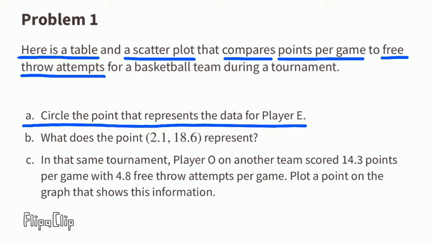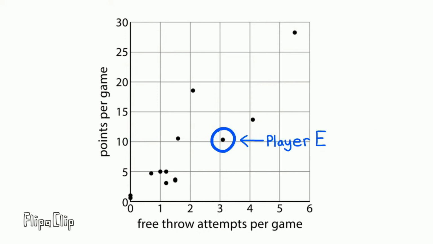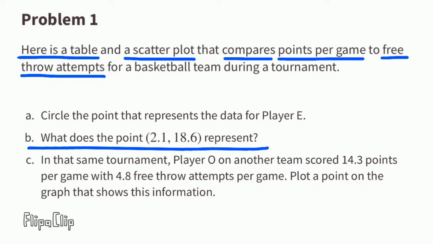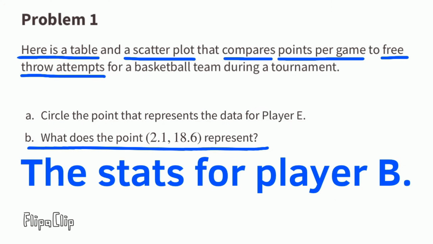A. Circle the point that represents the data for player E. The information tells us that player E averaged 3.1 free throw attempts per game and 10.4 points per game. So I would circle this point here. B. What does the point 2.1 and 18.6 represent? 2.1 and 18.6 represents the statistics for player B.